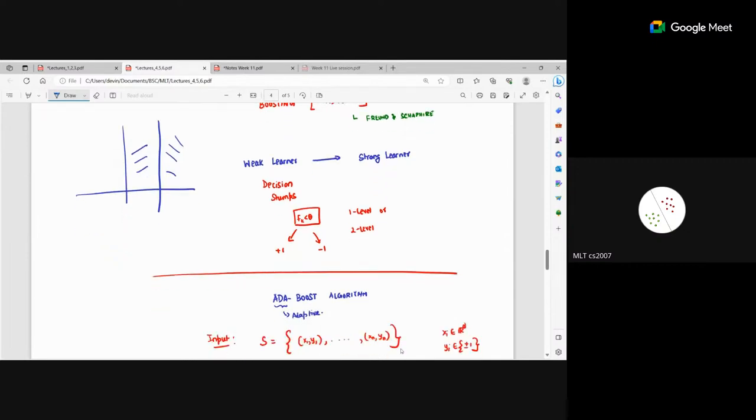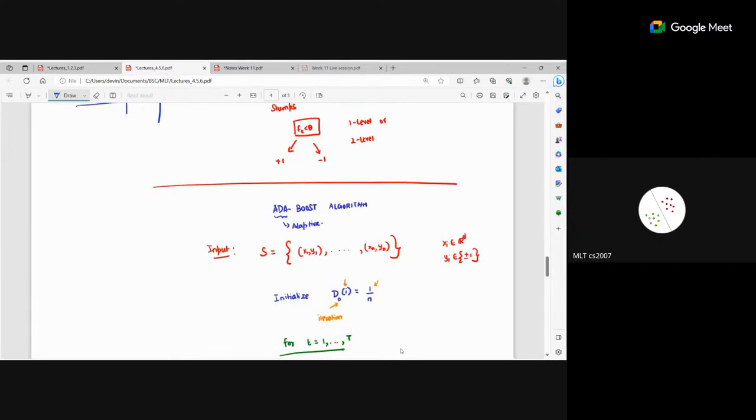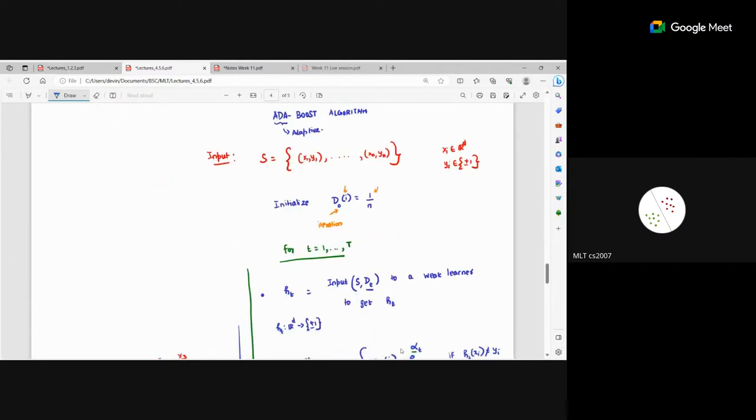Now we'll come to the boosting model. Previously in the bootstrapping model, whatever point you select, there's no weightage for the selection of points. All the points have equal chance to get selected. But in this AdaBoost algorithm, there is going to be weightage with respect to each and every data point as we move along.